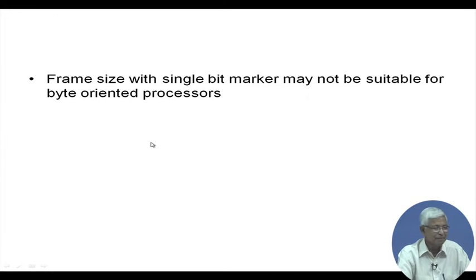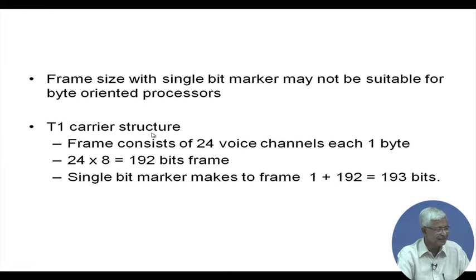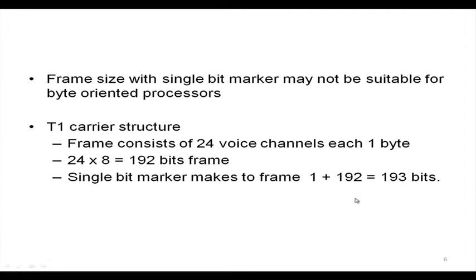There is one more problem. Because there is a single bit marker, systems which use byte oriented processing face a problem. A simple example is the T1 carrier, a structure where a frame consists of 24 voice channels of a byte each. So, 24 into 8 is 192 bits in a frame. Now, a single bit marker, which is normally used, makes it 1 plus 192, that is 193 bits, which is not divisible by 8. So, the 8 bit processor system which is trying to detect and subsequently process it finds it a little more complex. So, that is another complexity that comes with a single bit marker. It takes time, and this type of problem appears as well.